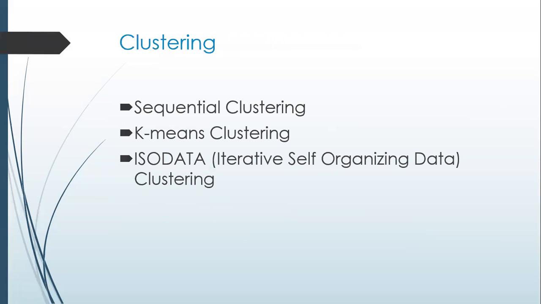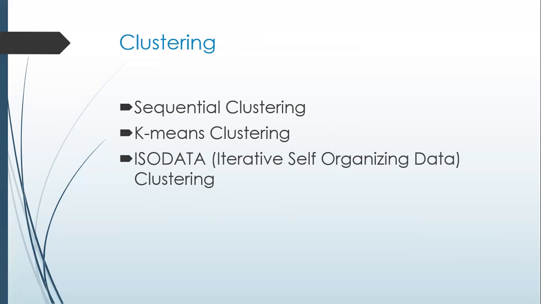Then clustering. We discussed that supervised classification has certain algorithms, not types of classes. I have seen your responses listing different types of supervised classes. No, not like that. There are certain algorithms. Here, sequential clustering is there, K means clustering, then ISODATA clustering. This ISODATA clustering, I have experience with.